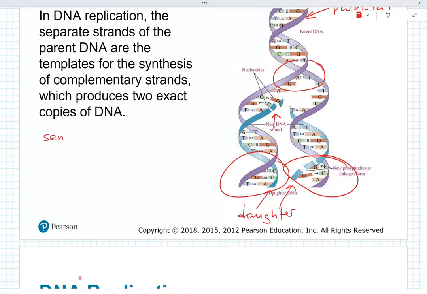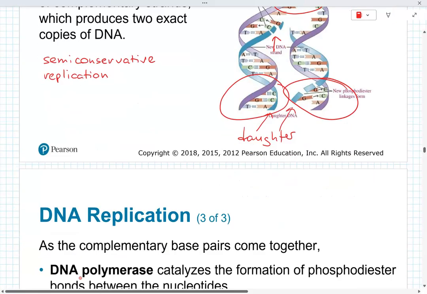This is called semi-conservative replication. We good right now? Okay.